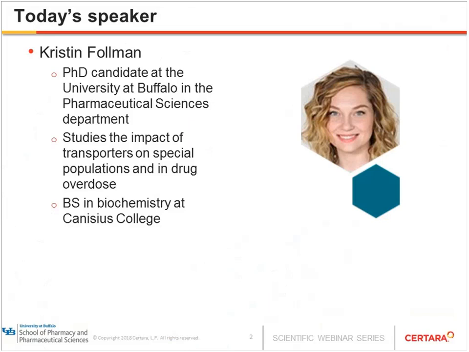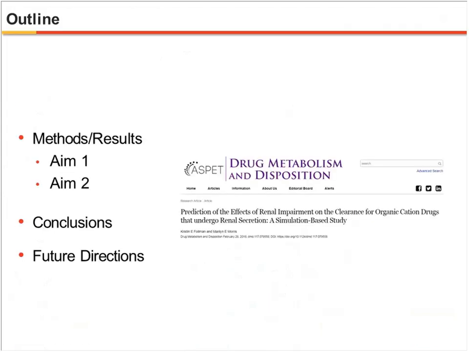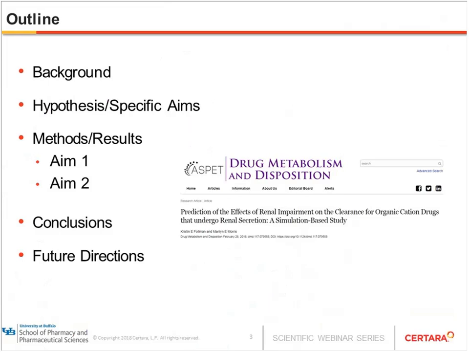Good morning. I'll get started today with the talk, and you all know the presentation is about leveraging in vitro data to improve prediction of drug clearance in renally impaired populations. I have a brief outline going through what I'll be talking about today. First I'll go through a little bit of background through the hypothesis-specific aims, and then I'll be going through my methods and results for aim 1 and aim 2 separately, and we'll end with conclusions and future directions and get into that Q&A session.